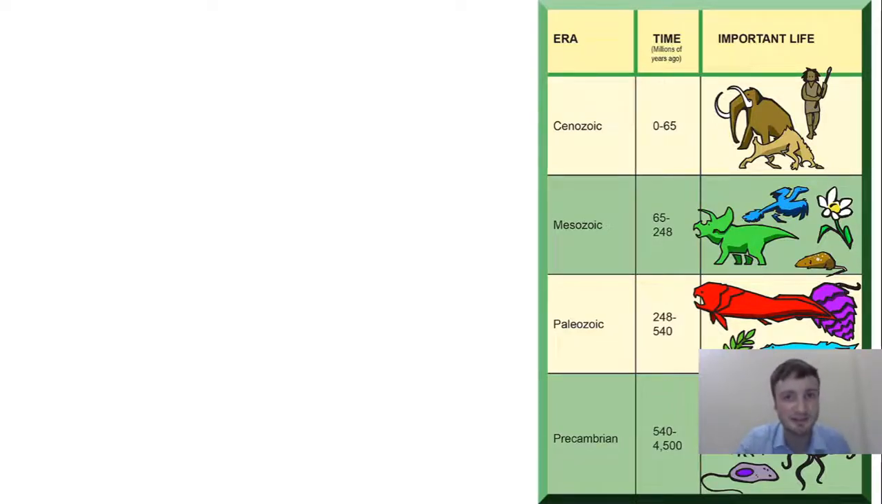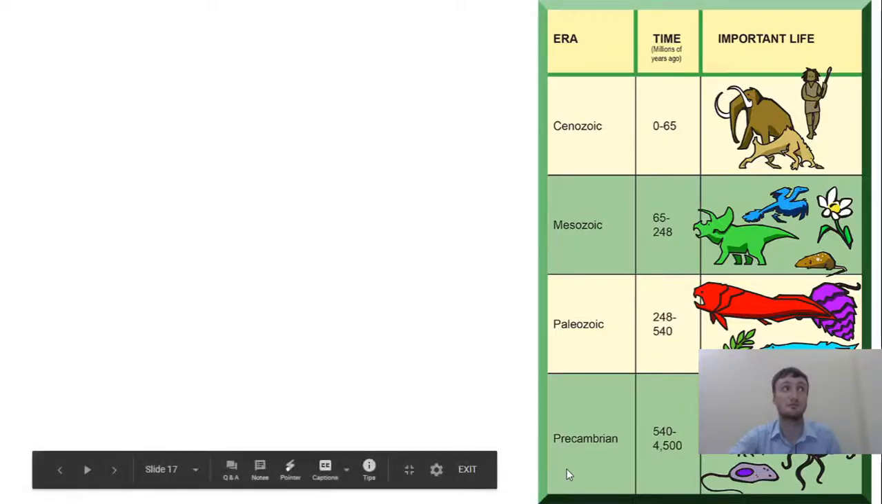You don't need to remember these names, but you just need to know that we had different names for different periods of time, millions of years ago. So this is hundreds and hundreds, thousands of millions of years ago. So this is the Precambrian.